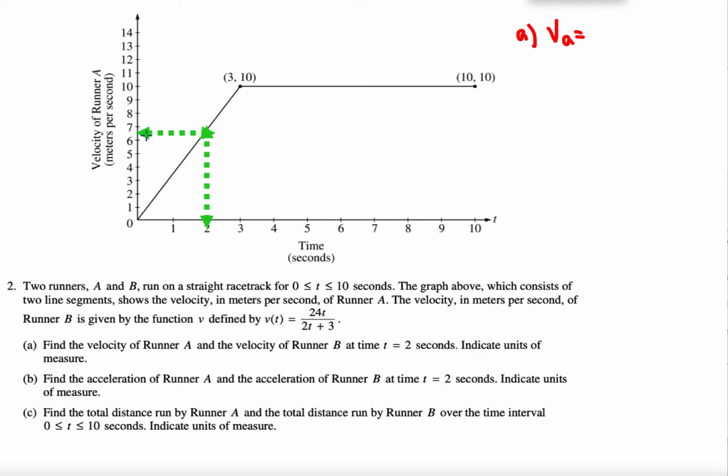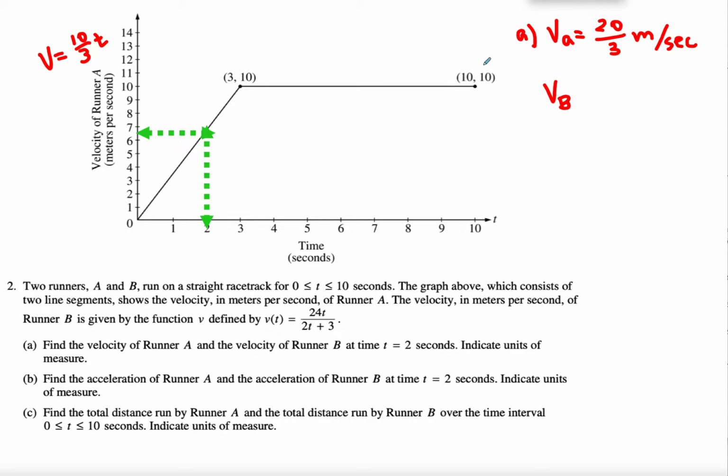But it's kind of hard to tell graphically. To be more precise, I need you to come up with an equation and then figure out what the value should be. Since my initial value was 0, 0, and then 3, 10, the equation of this line is V equals 10 over 3, that's the slope, times t. So when t is equal to 2, the velocity would be 20 over 3, and they told us that meters per second is the unit.